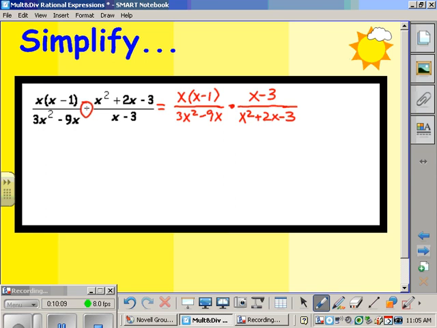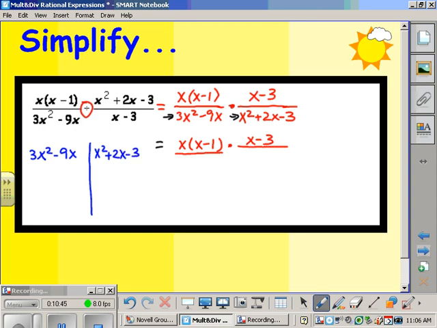Then we want to look for any opportunities to factor. And the only two I see are in the denominator on both fractions. So I'm going to copy down the numerator, x times x minus 1, for both, and then x minus 3 for the second. So both numerators stay the same, but the denominators will change. Over on the left, I'm going to show you how to factor the denominators. So 3x squared minus 9x is one of the denominators, and then x squared plus 2x minus 3 is the other.